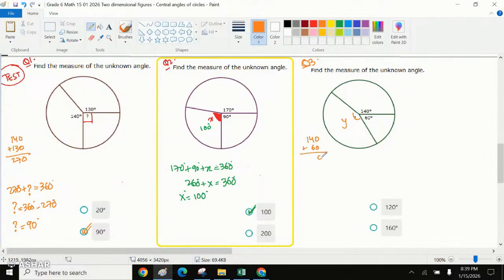0 plus 0 is 0. 4 plus 6 is 10. 1 plus 1 is 2. That means the total of these two angles would be 200 degrees. If the total of the two angles is 200 degrees, then 160 is the correct answer. Why? Because 360 minus 200 would be y, and y comes out to be 160, and it is an obtuse angle.